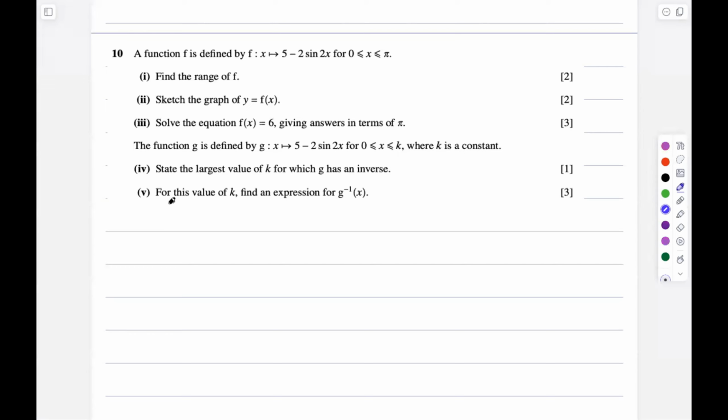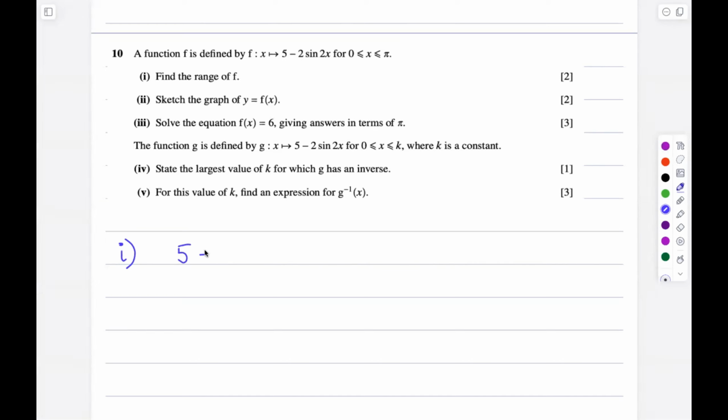In question 10, a function f is defined by f of x is equal to 5 minus 2 sine of x for x from 0 to pi. In part 1, we have to find the range of f. Now to find the range of f, we can add and subtract the values of 5 and 2 to get the minimum and maximum value.